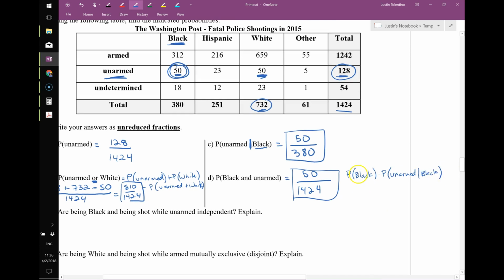So this would have been probability of black, which would have been 380 out of the 1424. And then here, unarmed given black, so this is out of only people that are black, 380 out of only those 380 people, we see that there's 50 of them that are unarmed. And so when we use the multiplication rule, we see that those 380s cancel out and you get the same exact answer. So it's a lot simpler just understanding what it's asking for versus automatically going straight for one of the probability formulas. But it's not that it doesn't work, it just makes it more complicated, but you still get the same answer.